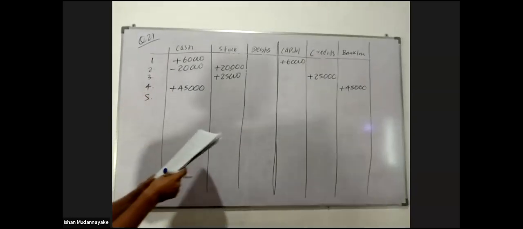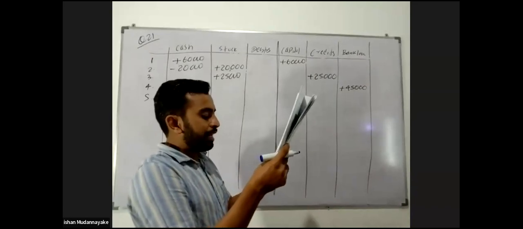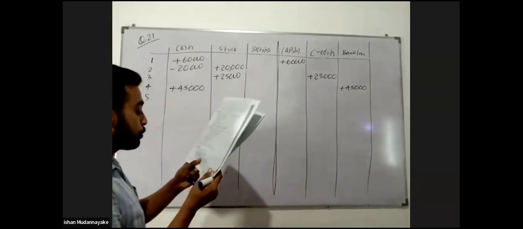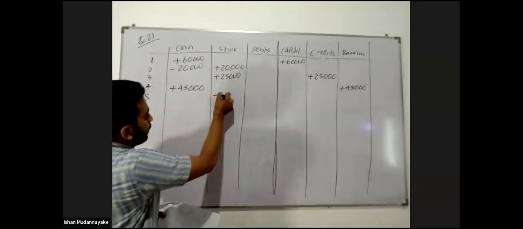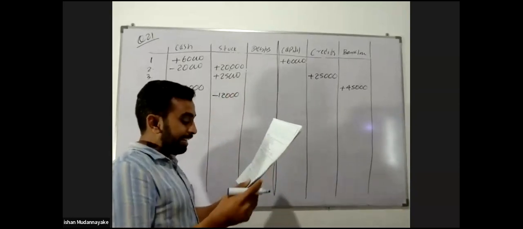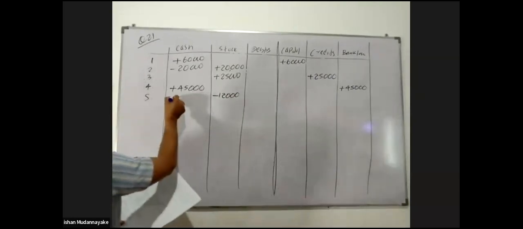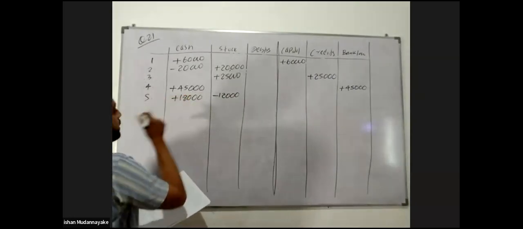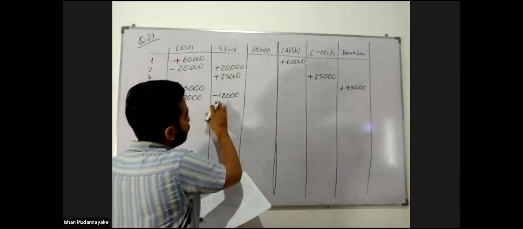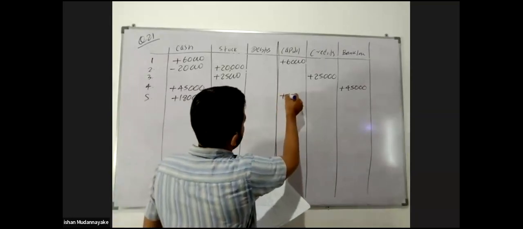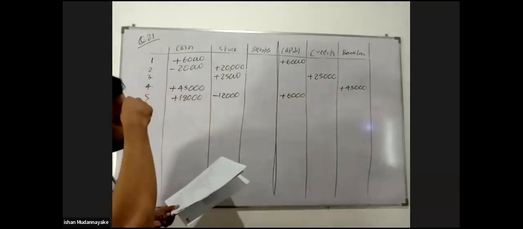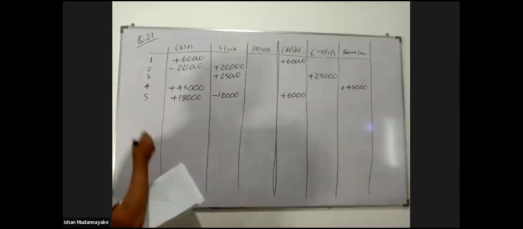Transaction number 5. Sold stocks which cost 12,000 for 18,000 on cash basis. Stock decreased by 12,000, and then cash increased by 18,000. And here, there's a profit. Profit how much? 6,000. Capital plus 6,000. Cash plus, stock minus, capital plus 6,000. Check your answer.